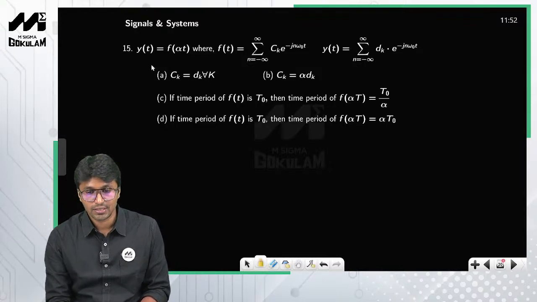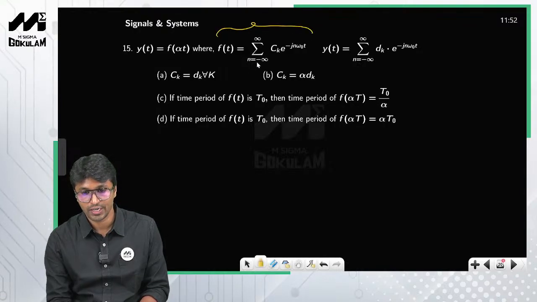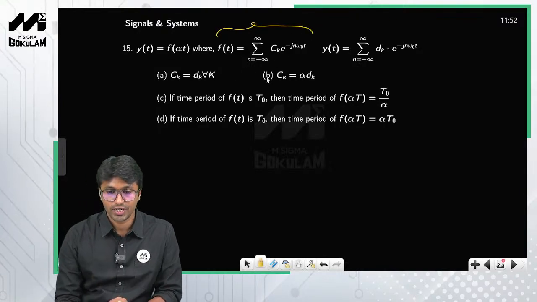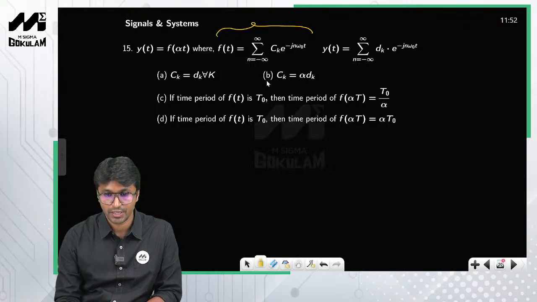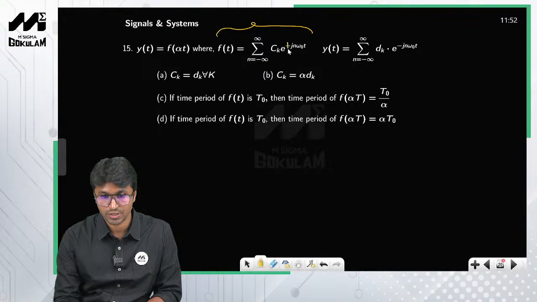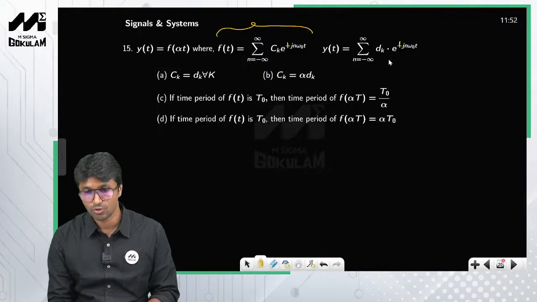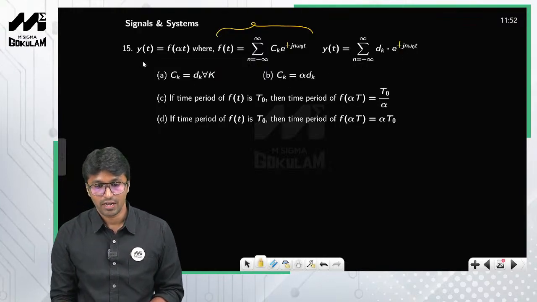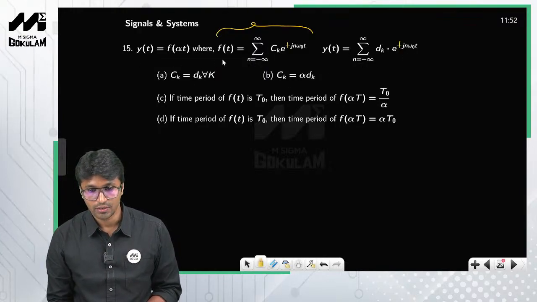So this is nothing but y of t is equal to... you have two periodic signals, because you can clearly see that the Fourier series representation is given to you. There is a printing mistake here, so this is essentially plus: ck into e raised to jn omega naught t, dk into e raised to plus jn omega naught t. Now listen, how are these two signals related?